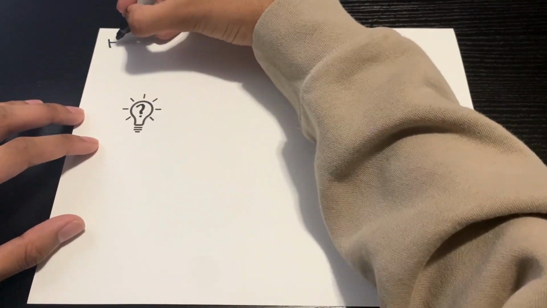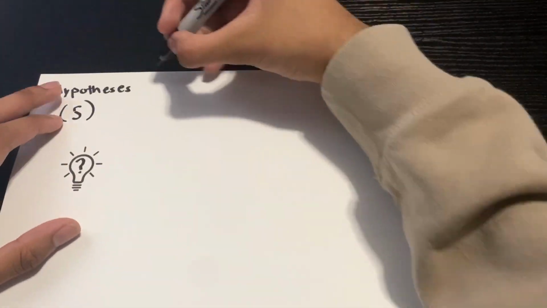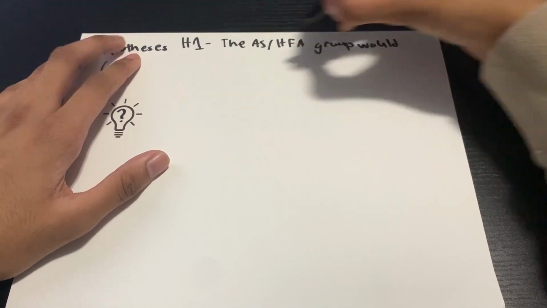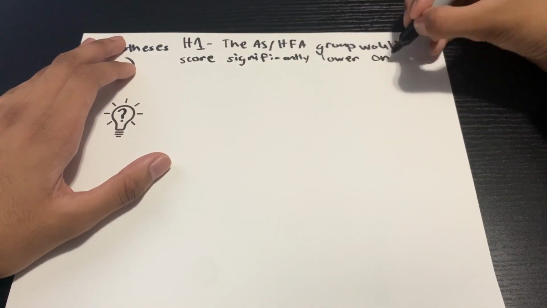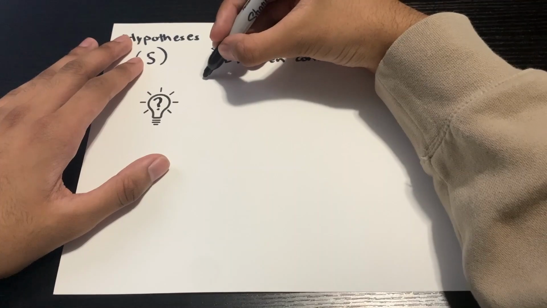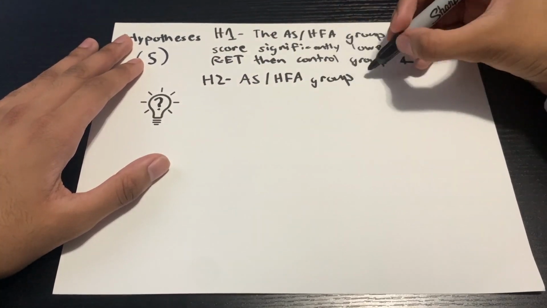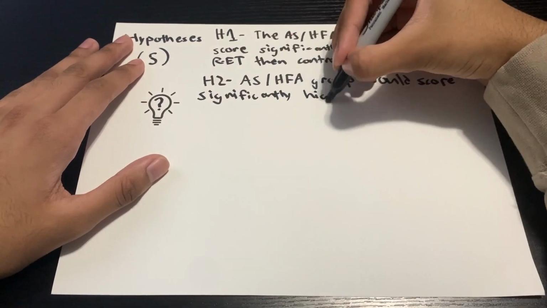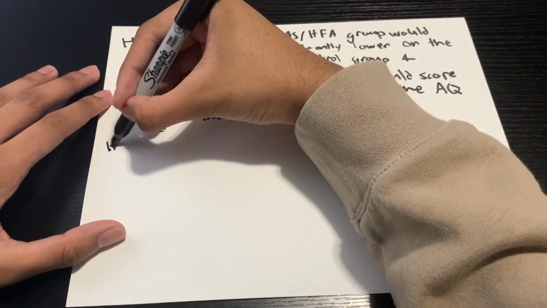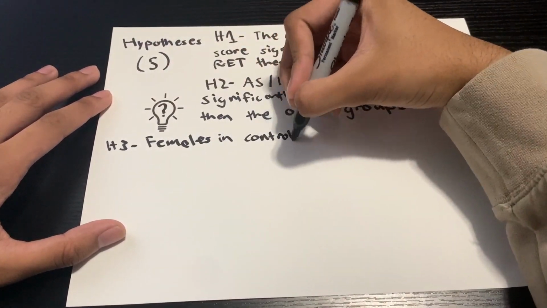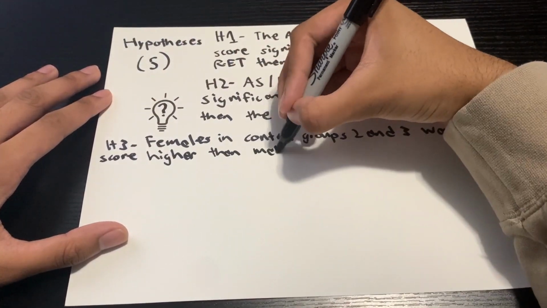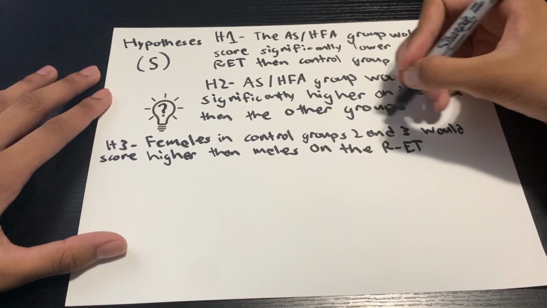There were 5 hypotheses in this study. The first hypothesis was that the AS/HFA group would score significantly lower on the RET than the control group, which would mean they would lack theory of mind. The second hypothesis was that the AS/HFA group would score significantly higher on the AQ, which would mean they have more autistic traits. The third hypothesis is that females in control groups 2 and 3 would score higher than males on the RET. This was because in the original test there was female superiority.